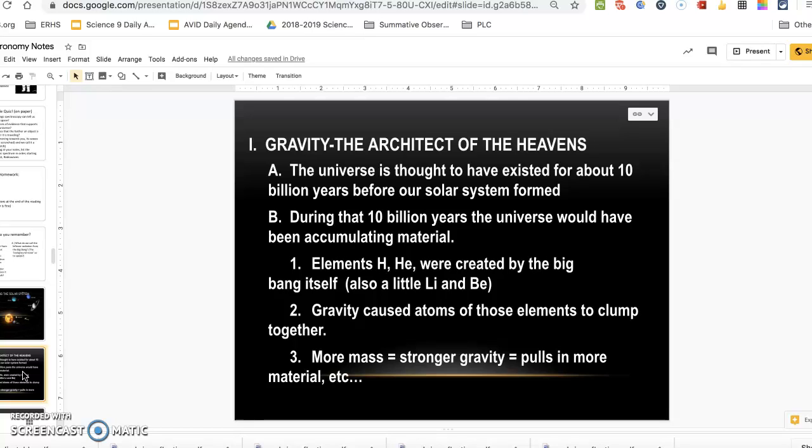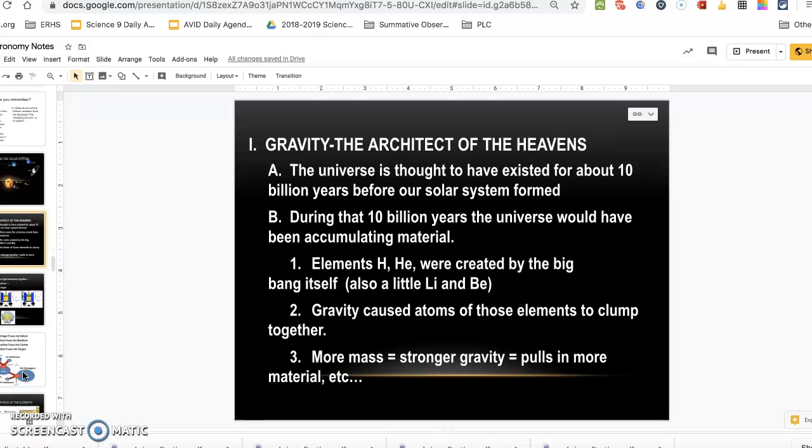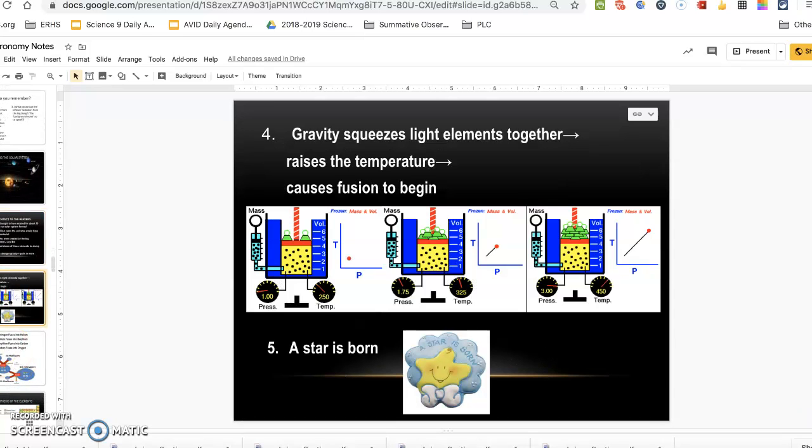Anything with mass has an attractive force to another thing with mass, and we call that attractive force gravity. So gravity causes atoms of elements to clump together as a result. These elements that were existing right off the bat started to come together. More mass means a stronger gravitational pull. So as this material started to clump together, they pulled in even more material. You can kind of see it as a snowball effect.